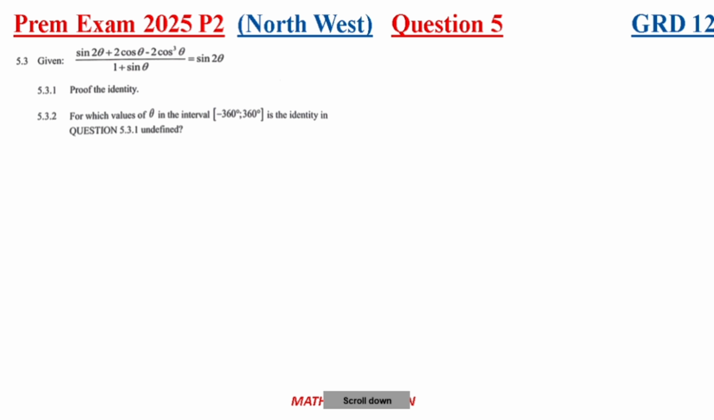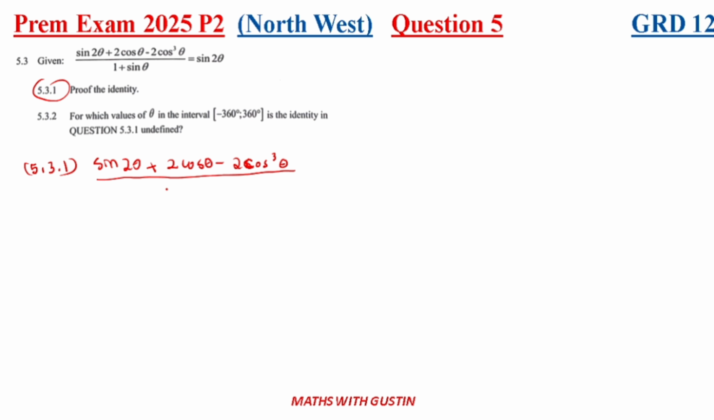Right, 5.3, we're given the sine 2. Okay, 5.3.1, they are saying we need to prove this identity. Okay, so now we have sine 2 theta plus 2 cos theta minus 2 cos 3 theta all over 1 plus sine theta. Okay, guys, we're taking it from the left hand side. We need to prove the right hand side. So now here we go.